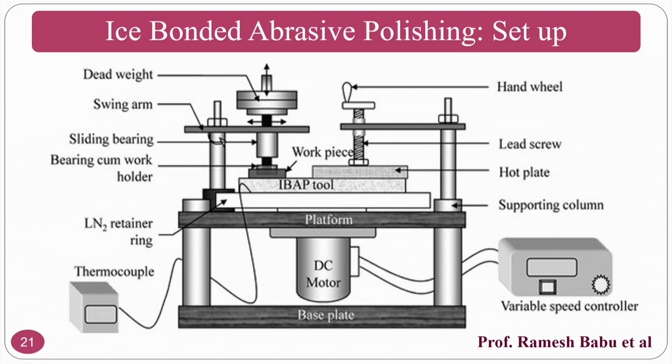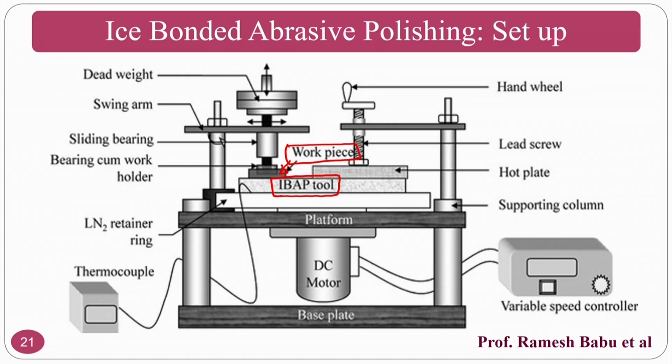This is the polishing setup that is developed by the authors. Here, we are very much concentrated on the workpiece material. Normally, this is the workpiece material which is polished, and IB, that is the ice bonded abrasive polishing tool, is this one, so that you can finish the workpiece.